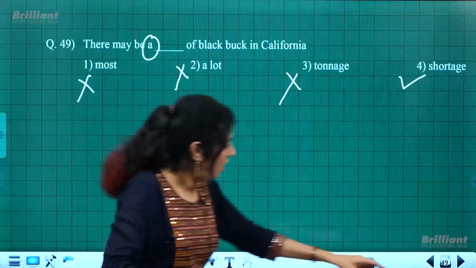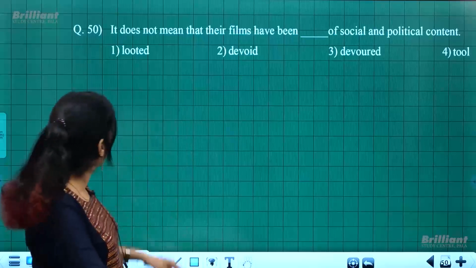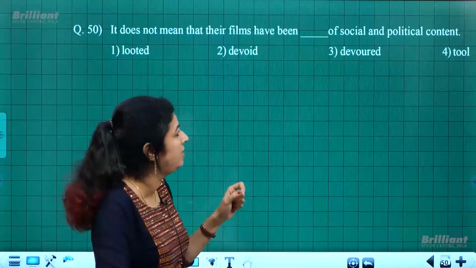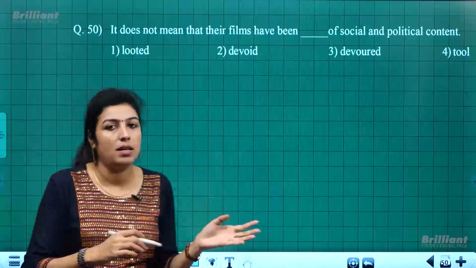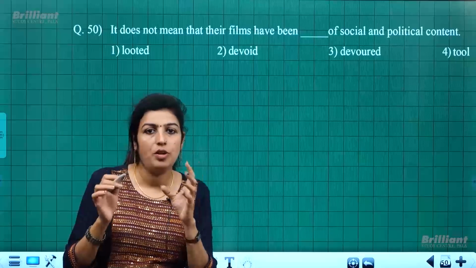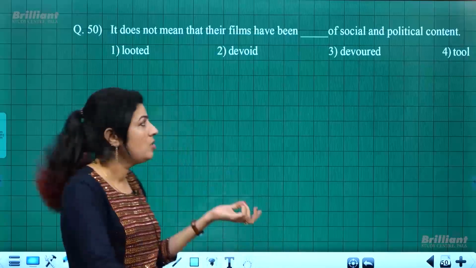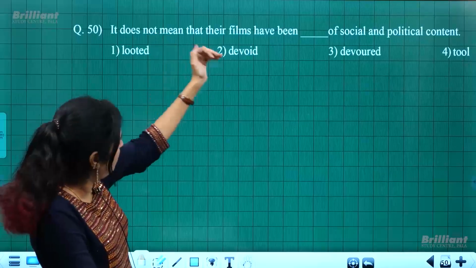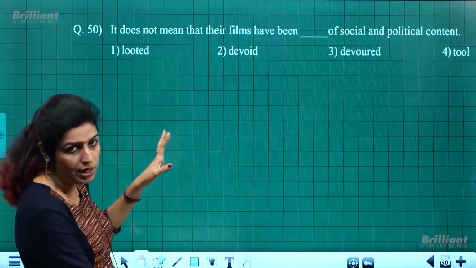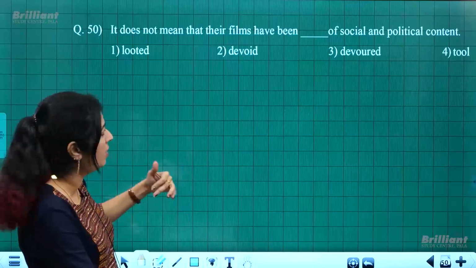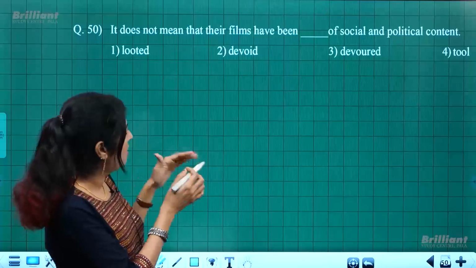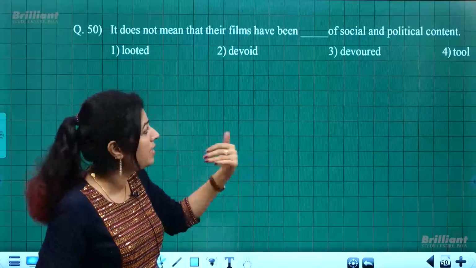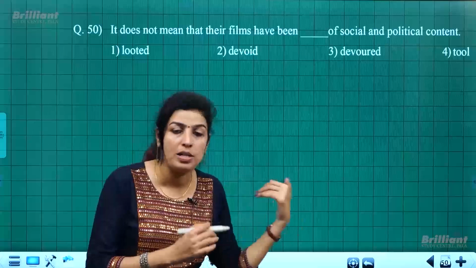Okay. Now the final question that we have on the board is, it does not mean that their films have been dash of social and political content. See, with certain words we have certain prepositions to be added at the end of it. So in that sense also, let us see which one is the better word to use. It does not mean that their films have been looted of. Looted is not a word to be used in this context. Okay, the meaning of this sentence is, their films do not lack social and political content. Their films have political and social content.